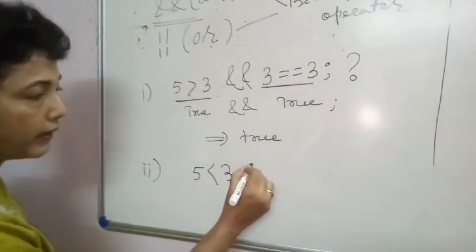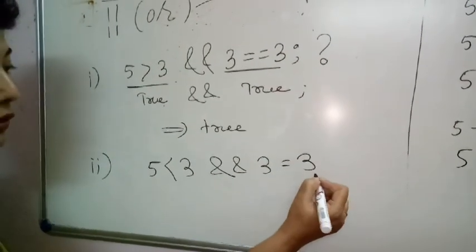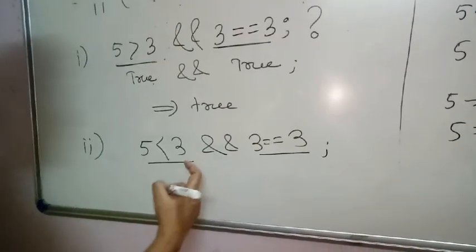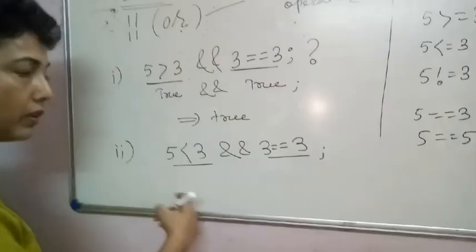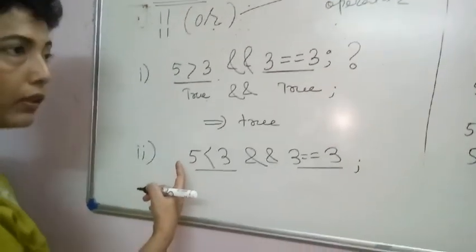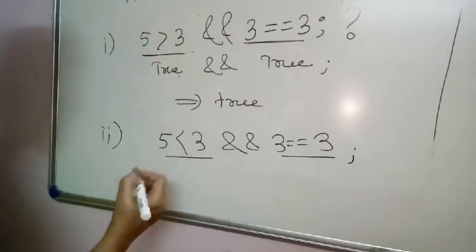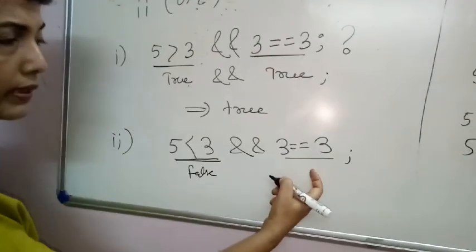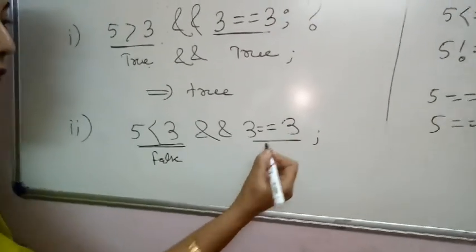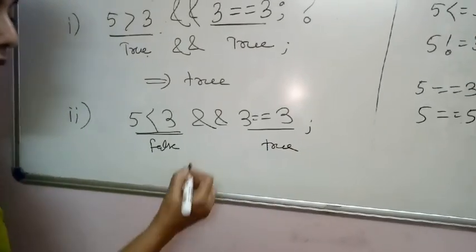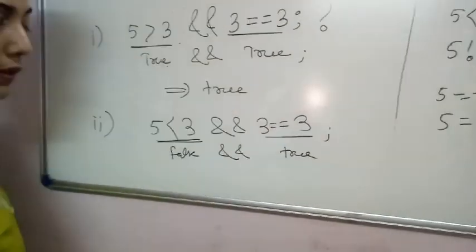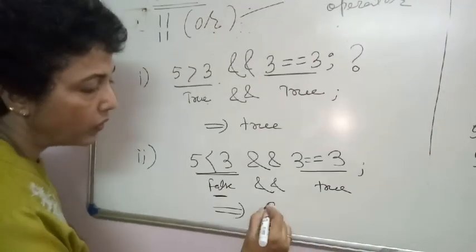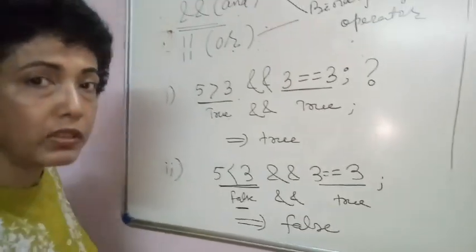Let us take another example. 5 less than 3 and 3 equal to 3. Here this is a relational expression, this is another relational expression. Both are joined by the AND logical operator. So overall this is a logical expression. How to solve it? First you find the answer for this. 5 less than 3, false. Solve the second relational expression, 3 equal to 3, true. Then you apply the AND logical operator. Because one of the expressions is giving false, the overall answer for this expression is false.